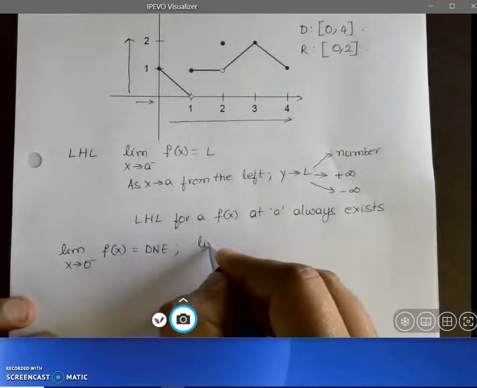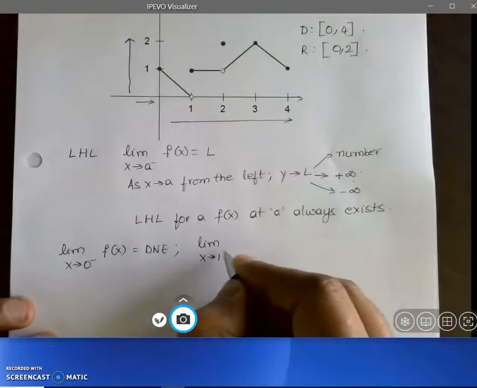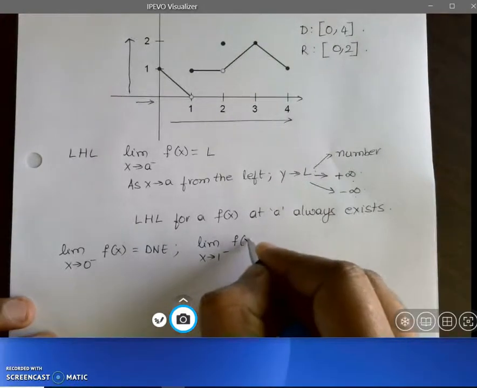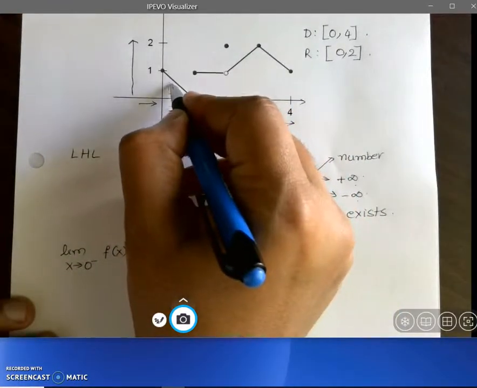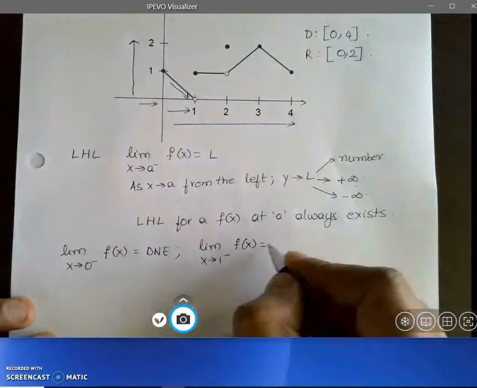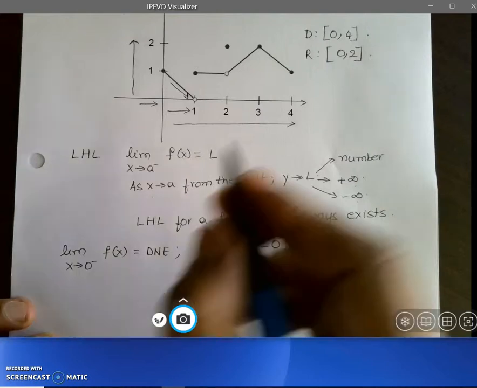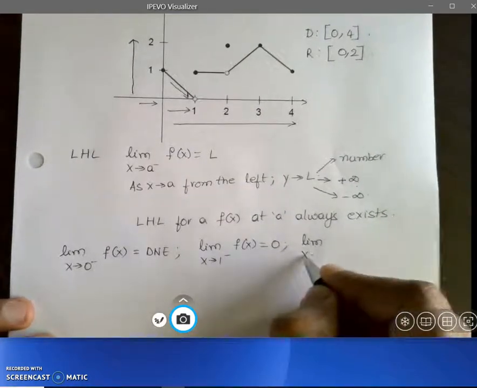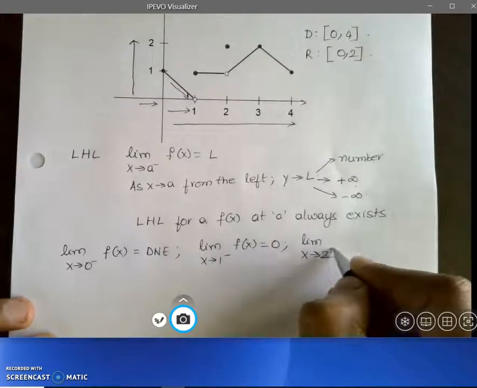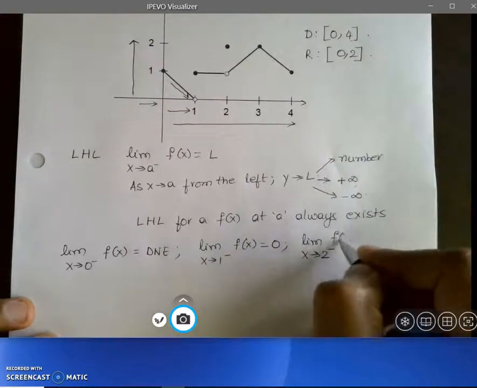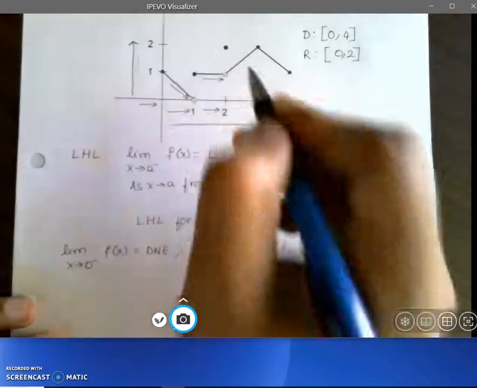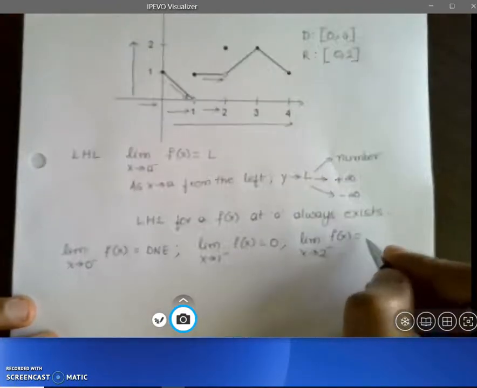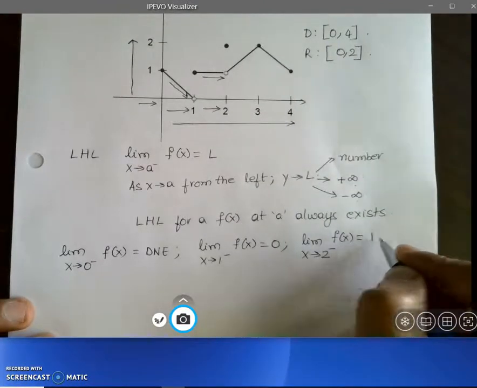Now, what is the left-hand limit of the function as x approaches 1? As x approaches 1 from the left, the function approaches 0, hence the left-hand limit at 1 is 0. Now, what is the left-hand limit of the function as x approaches 2 from the left? As x approaches 2 from the left, the function approaches the open circle at 1. So the left-hand limit of the function as x approaches 2 is 1.